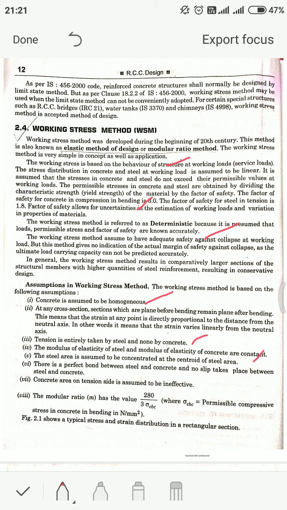The steel area is assumed to be concentrated at the centroid of the steel area. There is a perfect bond between steel and concrete, and no slip takes place between steel and concrete. Concrete area on the tension side is assumed to be ineffective. Modular ratio m has the value 280 by 3 σcbc.